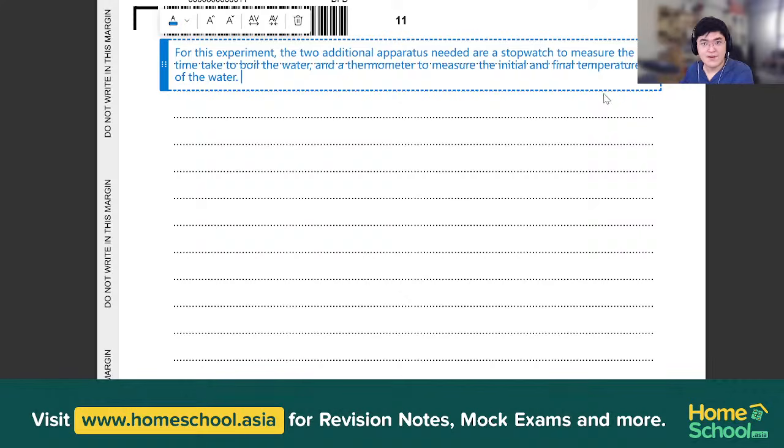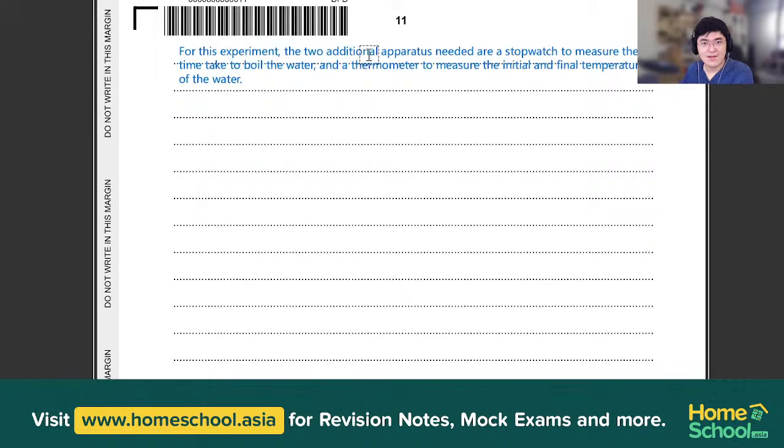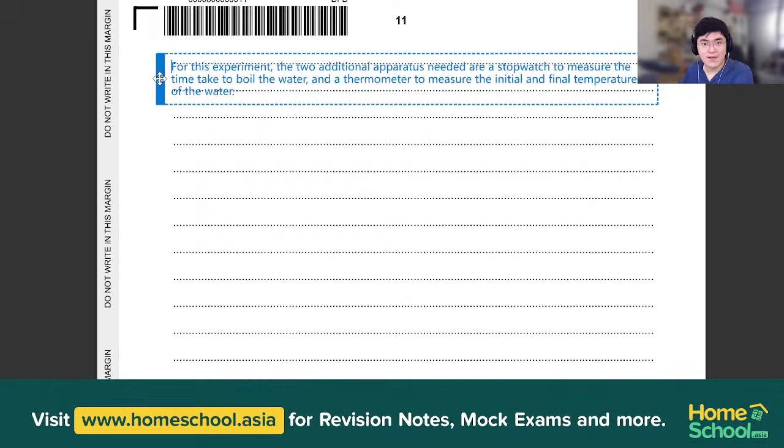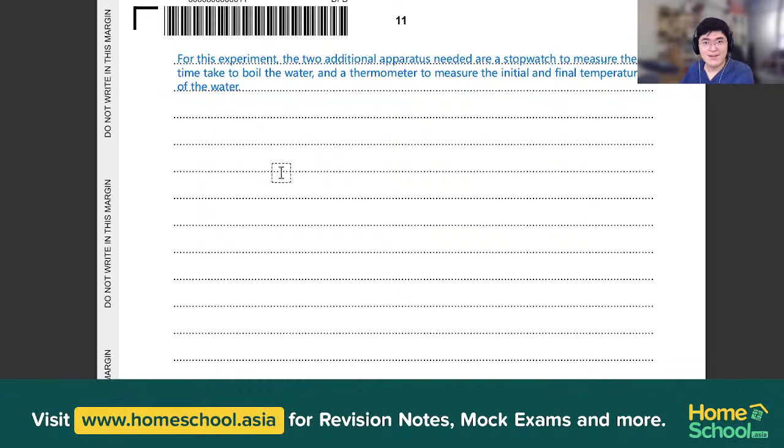Right, so this is our first part of the answer. First part done. Okay? First answer done. So we have 2 equipment we need. This is the first part done, which is the additional apparatus required.